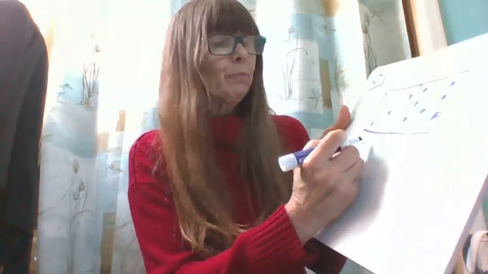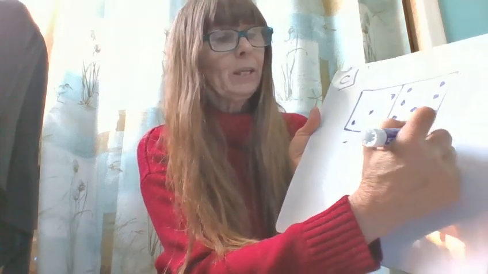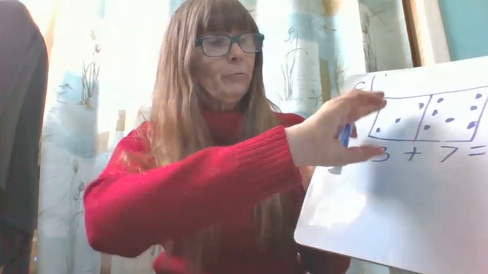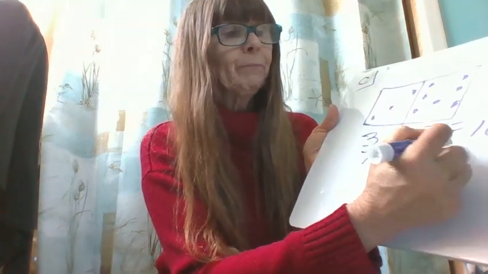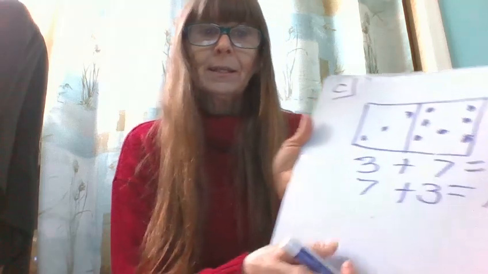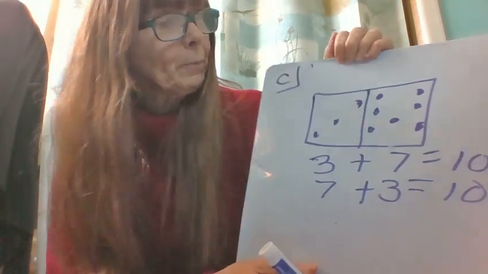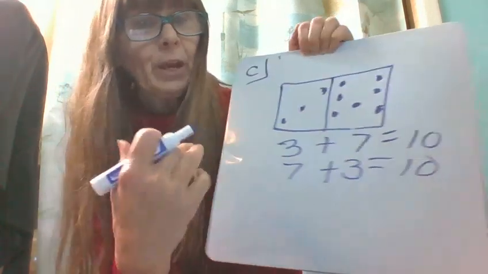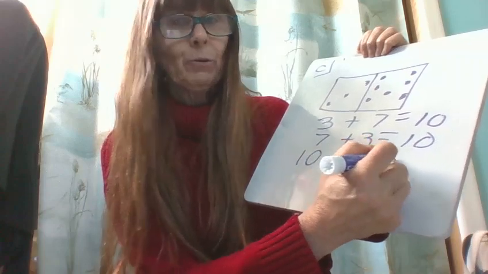So our addition problems can be 3 plus 7 equals 10. Flip the domino over and we get 7 plus 3 equals 10. And from that, we get 2 subtraction problems. The inverse, going the other way, 10 minus 7 equals 3.